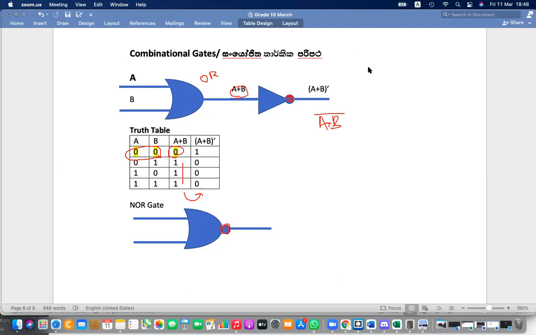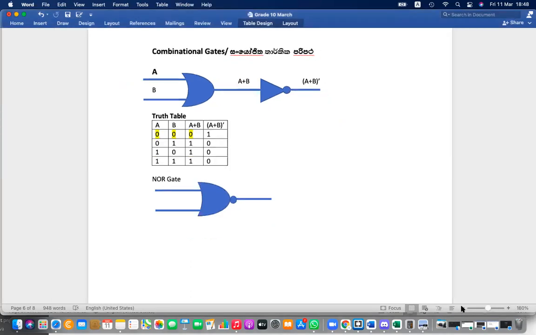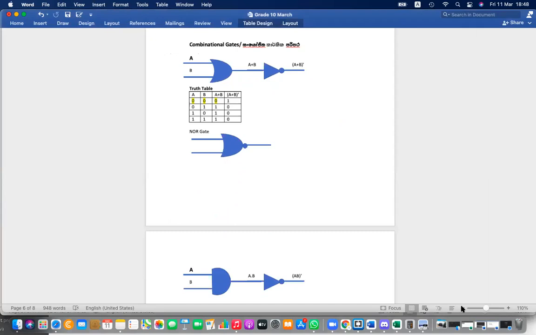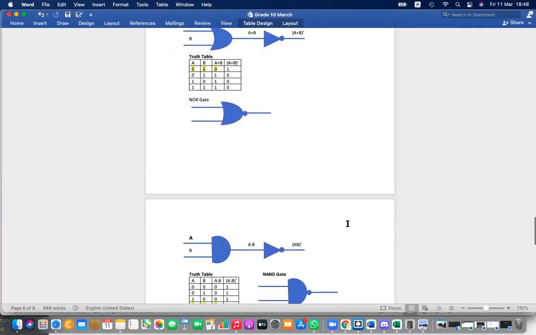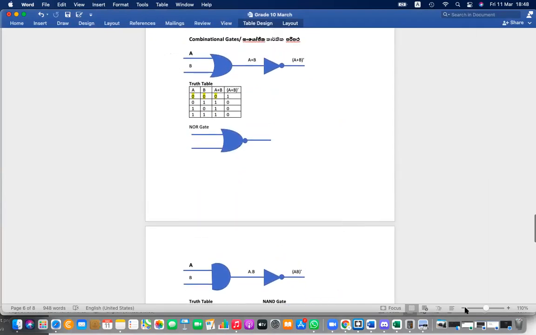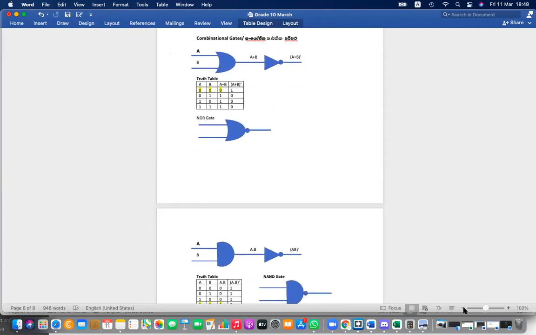Okay, great. So you can draw that as well. And also you can draw the other one. The other one is this. This is called NAND, right? The NOR and NAND, you need to know about both.